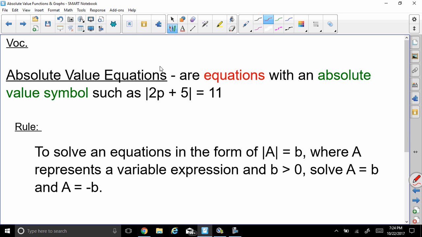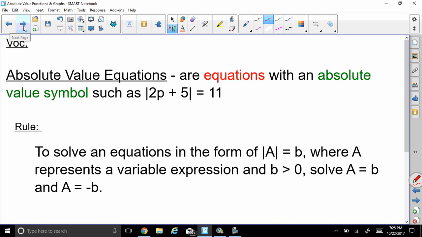Absolute value equations are equations, problems with an equal sign, that have an absolute value symbol, such as the absolute value of 2p plus 5 equals 11. The rule you should note to solve an equation in the form of the absolute value of a equals b, where a represents the variable expression and b is greater than 0, which means it's positive: solve a equals b and a equals negative b.